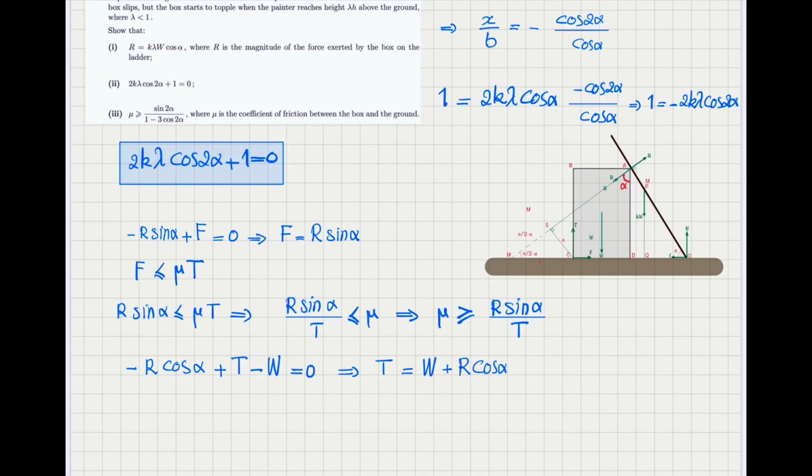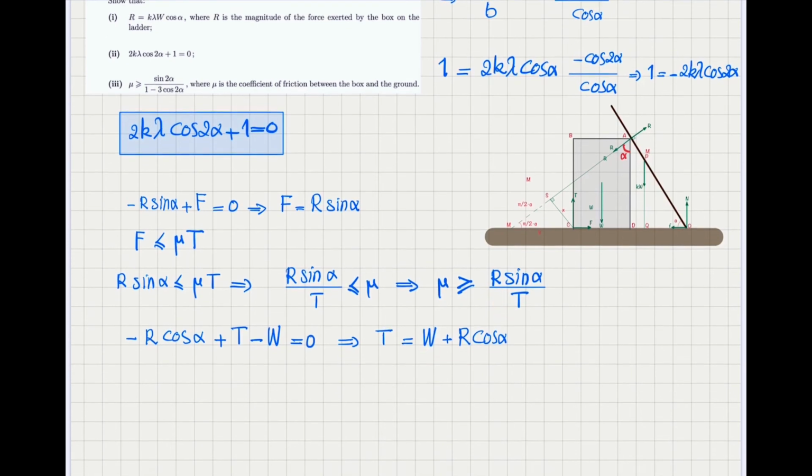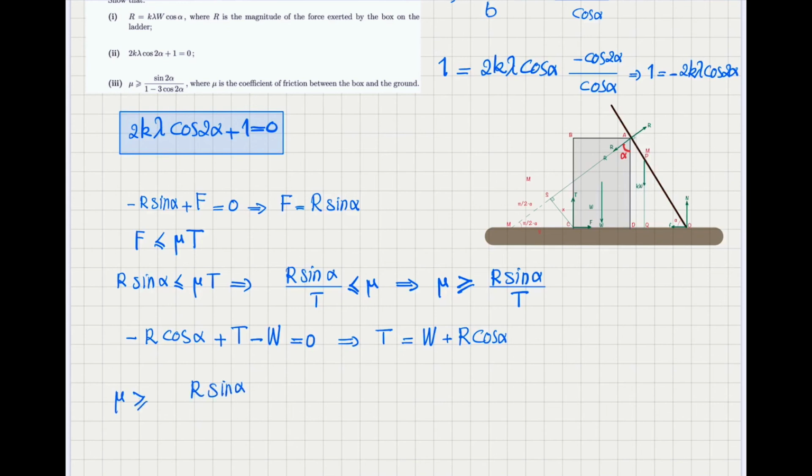And then instead of this t, I put w plus r cosine alpha, and what I get is that mu is greater than or equal to r sine alpha divided by w plus r cosine alpha. Okay, so this is a good inequality for mu, but it is not what is demanded in the problem. I need to get rid of r and w in favor of alpha. So this fraction should be a fraction only in terms of alpha.